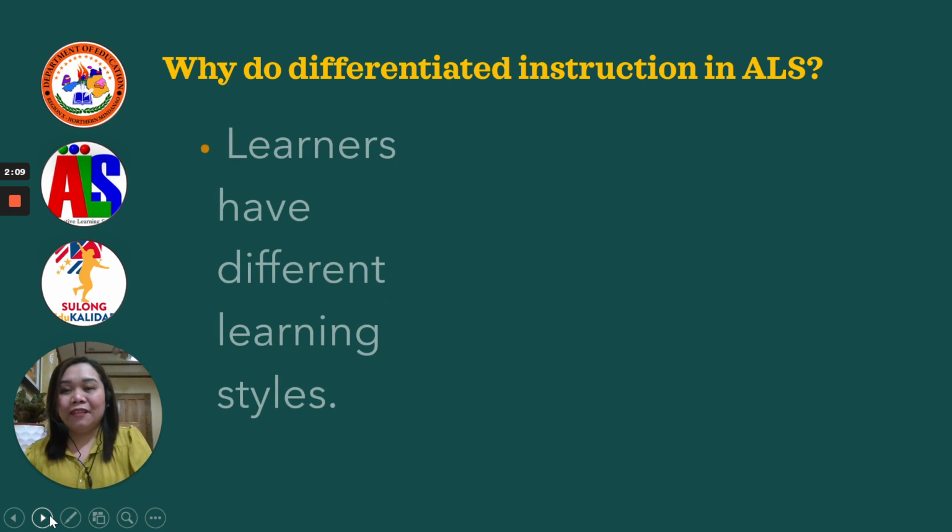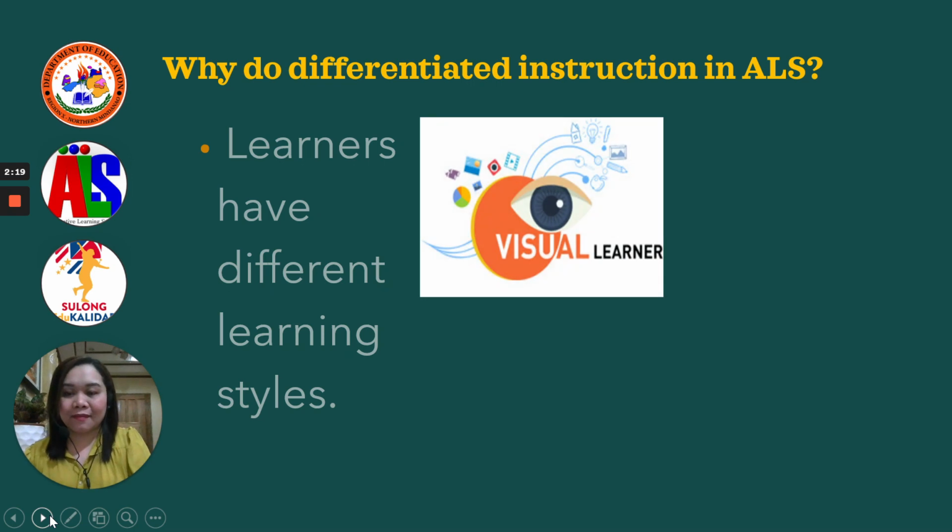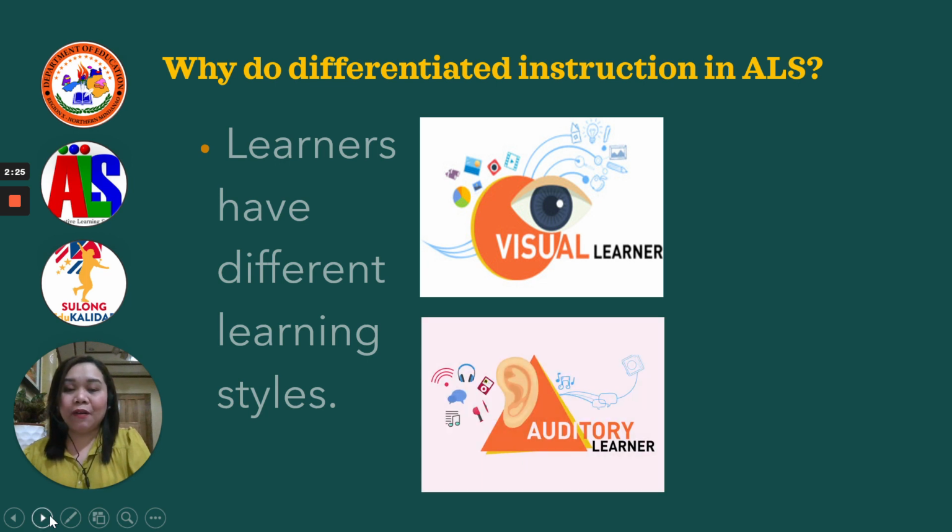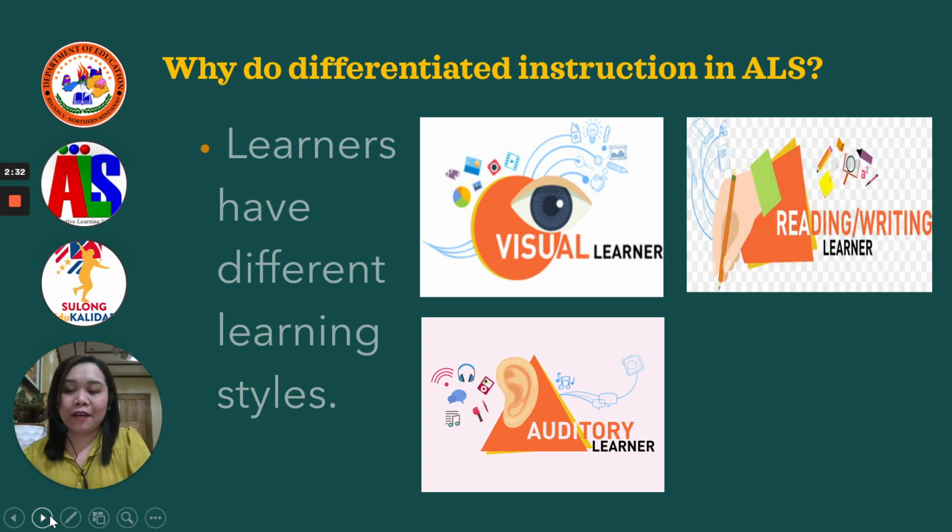Number 1, learners have different learning styles. These differences affect learners' motivation and attitudes towards the lessons. We have visual learners. They learn by reading or seeing pictures. Our auditory learners. They process information best by hearing it. We also have read and write learners. This type of learner is someone who needs to read and write down the information to learn it.